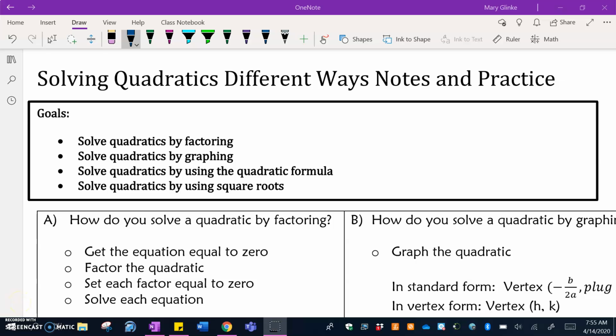Hello, we have been working on solving quadratics, so today we're going to review all of the different ways to solve quadratics, and then we're also going to practice using those methods. The four different ways are factoring, graphing, the quadratic formula, and square roots. Each method has some good parts, and each method also has some drawbacks. So part of the goal today is to figure out when we should use which method.